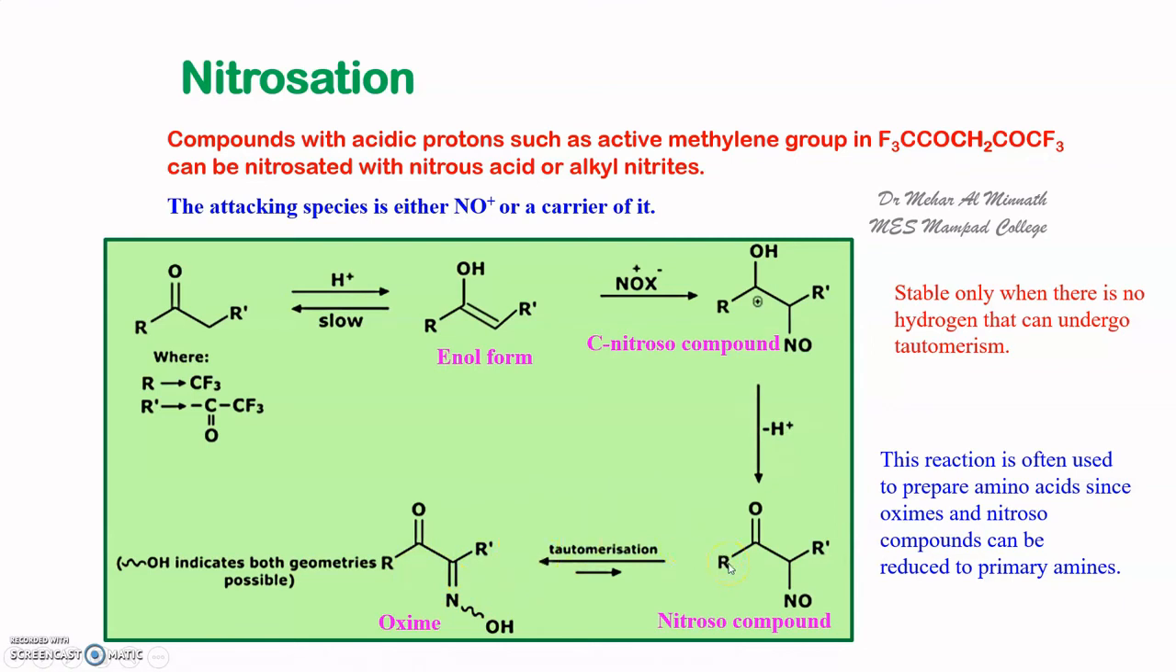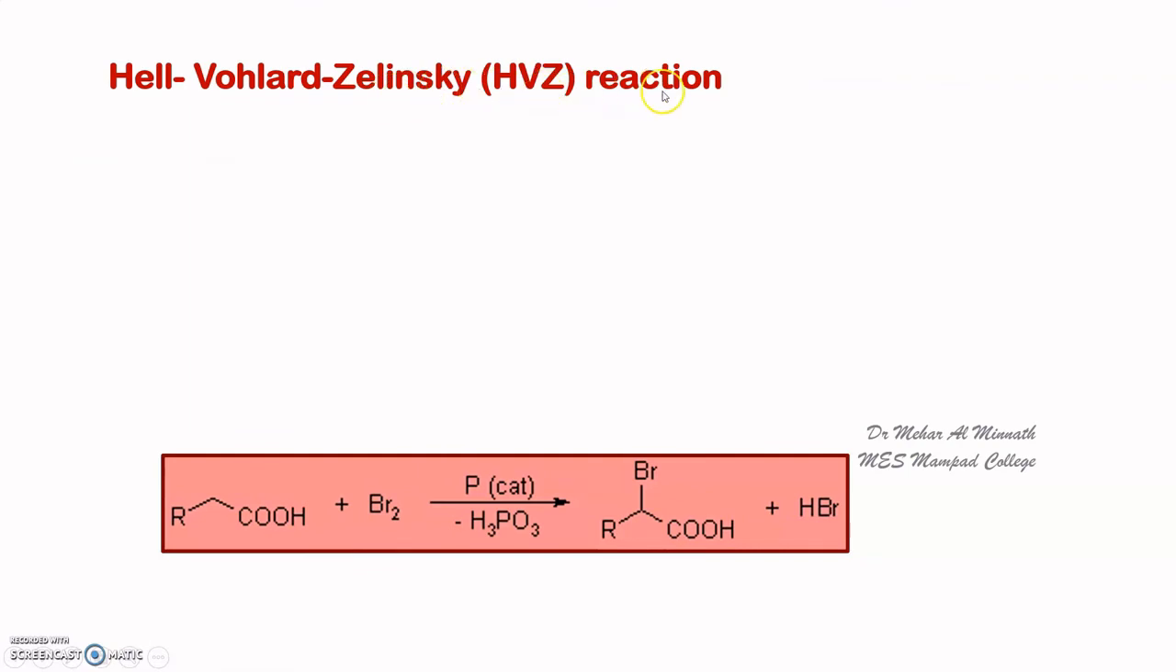Nitroso compounds and oximes can be easily reduced to primary amines. So this particular reaction is used for the preparation of amino acids. Alright, the nitroso compound tautomerizes to the corresponding oxime. So this also follows the SE1 mechanism.